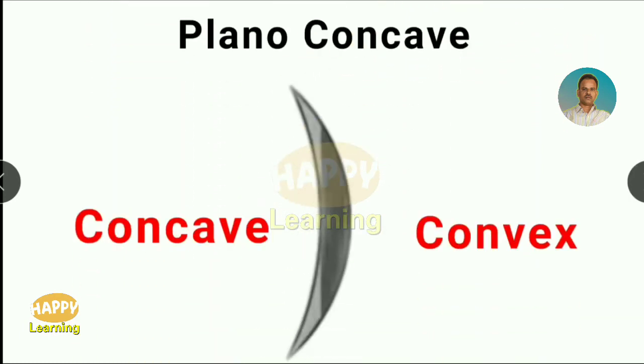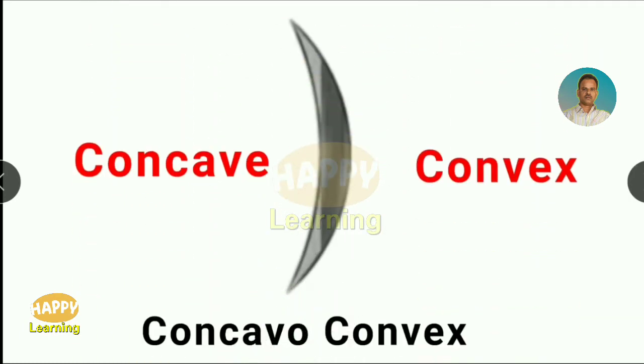Next. This is an interesting case. Here it is concave, this is convex. One side concave, another side convex. So it is concavo-convex.